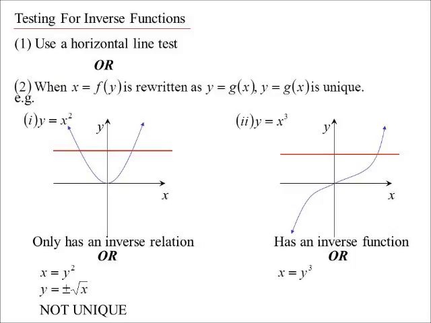Whereas the cubic, if I swap the x and the y's around, x equals y cubed, the y becomes the cube root of x. Now, when we're dealing with real numbers, there is only one cube root. Obviously, with complex numbers, we know there's 3 of them, but in the real world, there's only one cube root. So that is unique. So yes, it does have an inverse function. So that's how we can prove it using algebra.